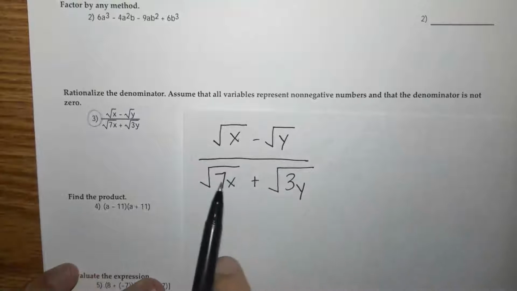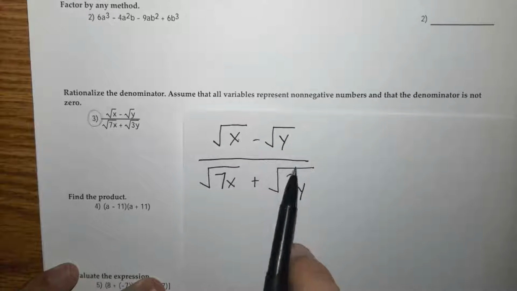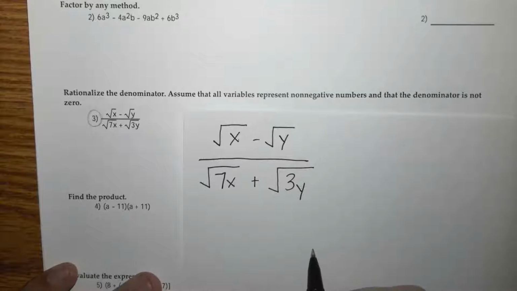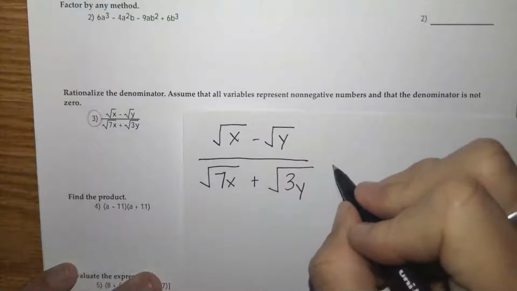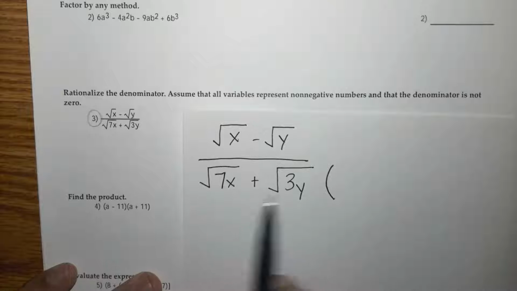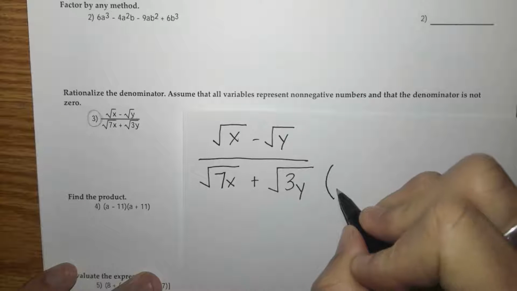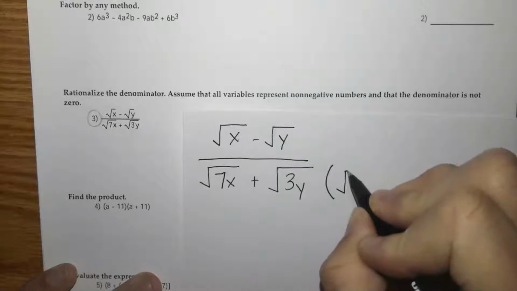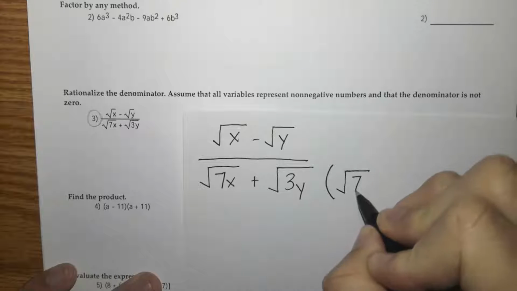So what we have to do is get our radicals out of the denominator. That's what we're doing when we rationalize the denominator. And so one way we can do that, if we have square roots in the denominator, is to multiply this thing by what we call the conjugate.